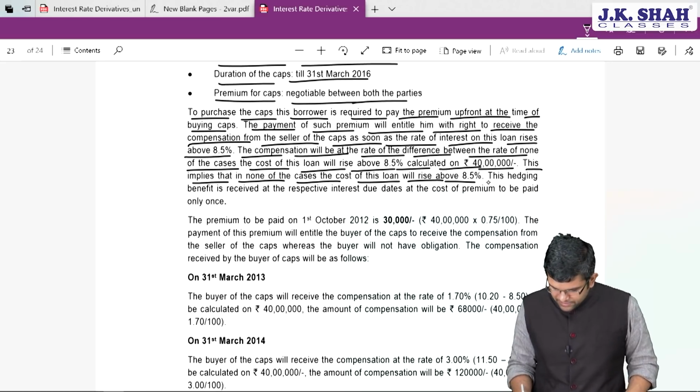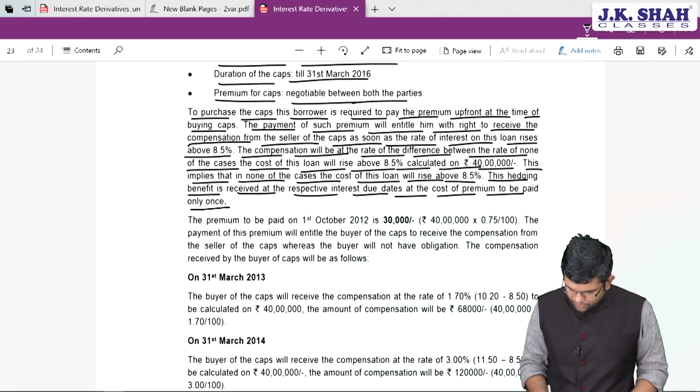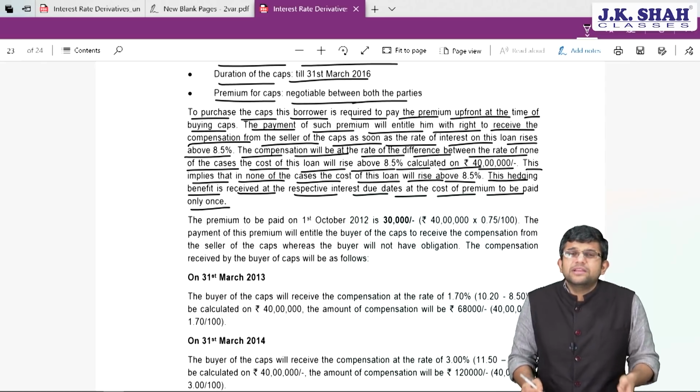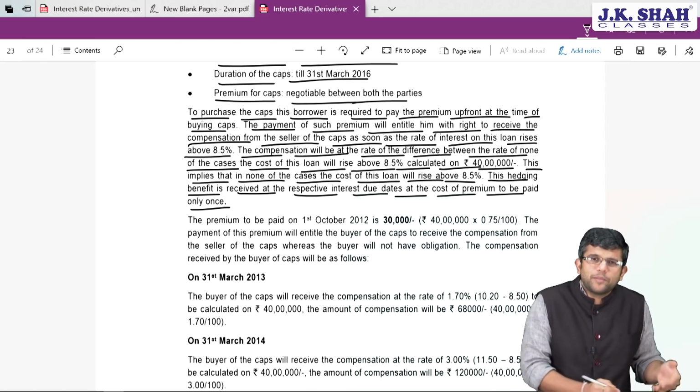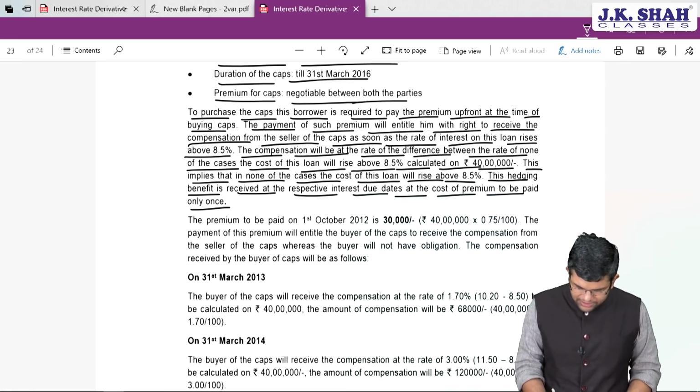Everybody clear? This hedging benefit is received at the respective interest due dates at the cost of a premium to be paid only once. Of course, the premium has to be paid only once, that is today, when you are actually going for the cap option; that is the moment you have to pay the premium. Nothing much about this. So let's now go ahead.